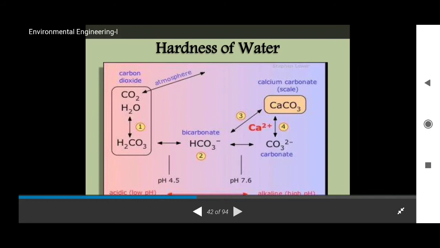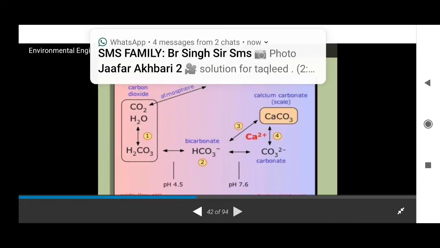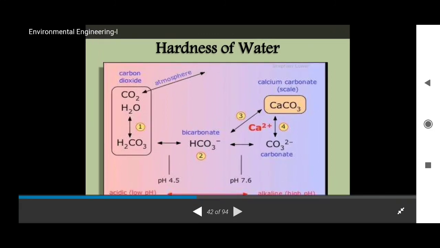Here you can see an equation. H2CO3 is boiled and CO3 is taken out from it, right?